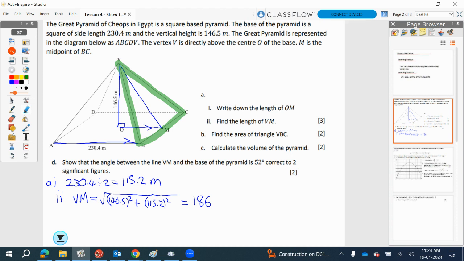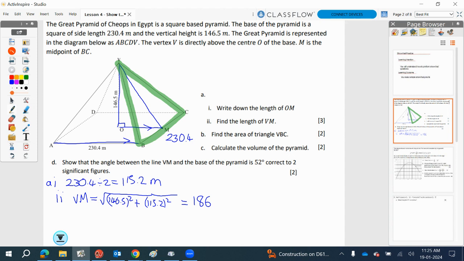How do we calculate it? Well, we've got the length of the base because we're told the base is square, so this is also 230.4. What else could we use? We don't have the other two sides, but we have BC. That's what I've drawn. What else do we have? We have the height.